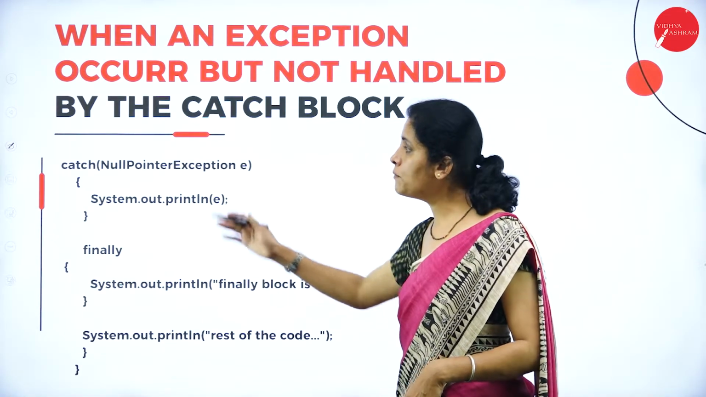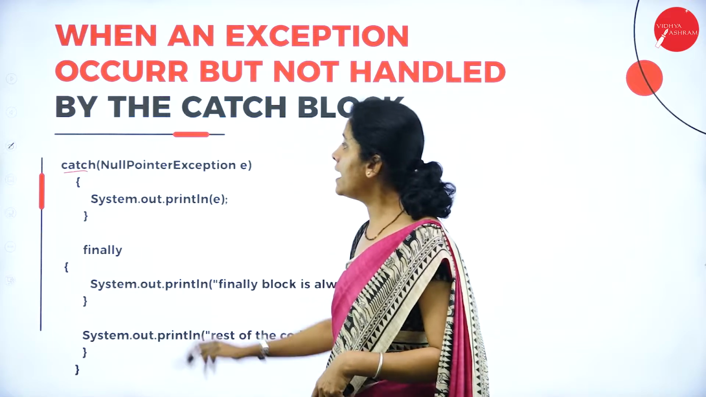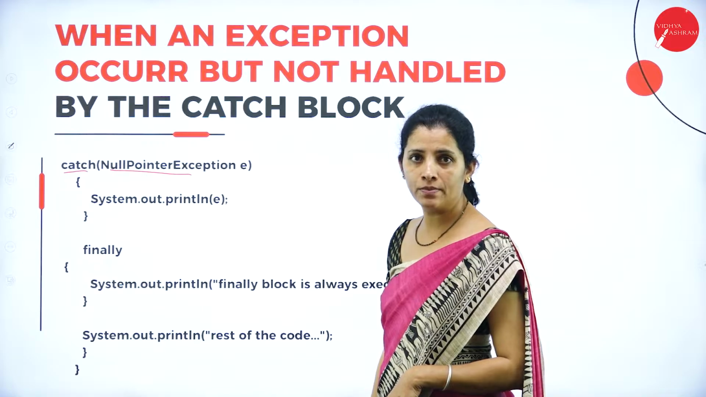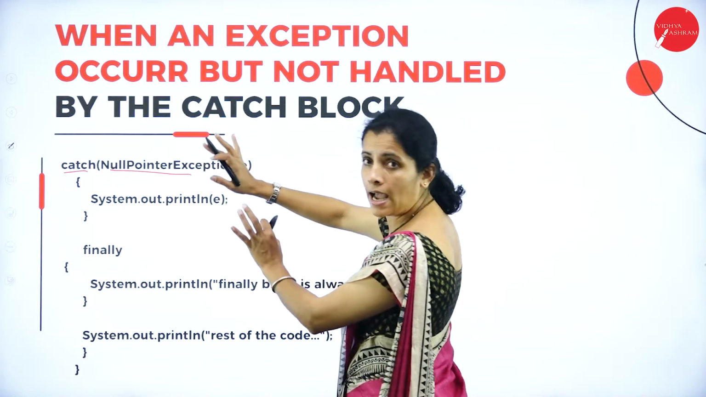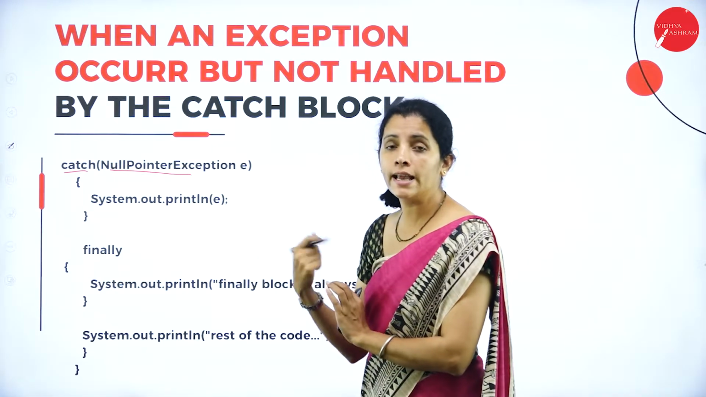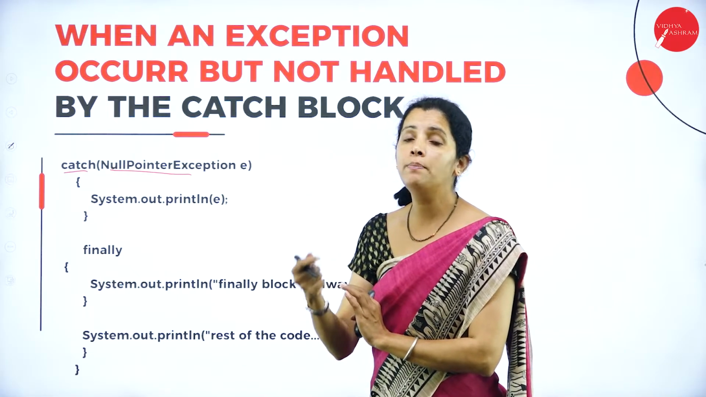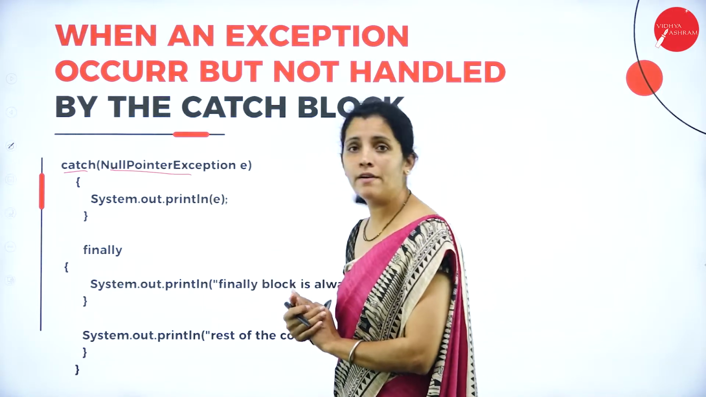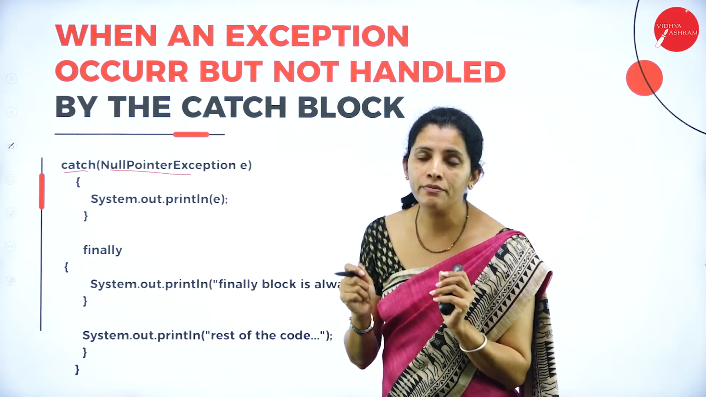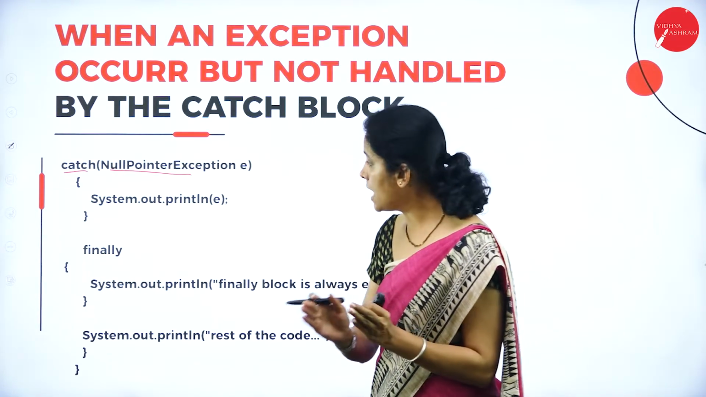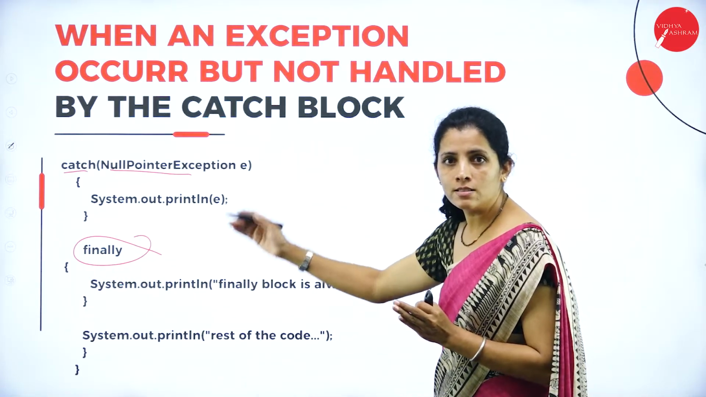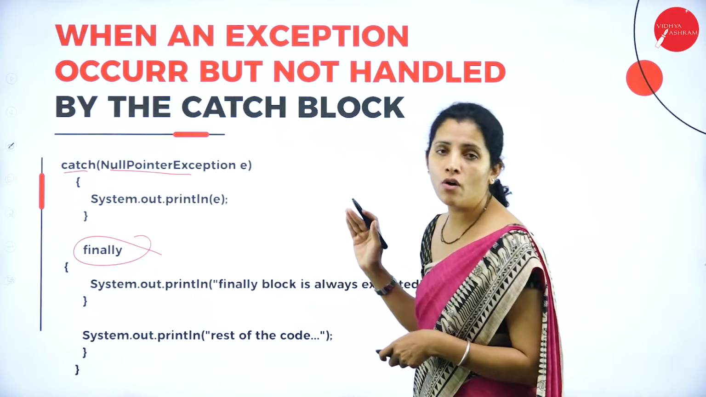But in my program, what did I do here? Catch. And what is my exception type? That is NullPointerException e. So this exception is entirely different from the occurred exception. What is the triggered exception here? That is divide by 0. But what exception do I have here? That is NullPointerException, and both are different exceptions. At that time, this finally block is going to execute. Okay, so this is the advantage and use of finally.